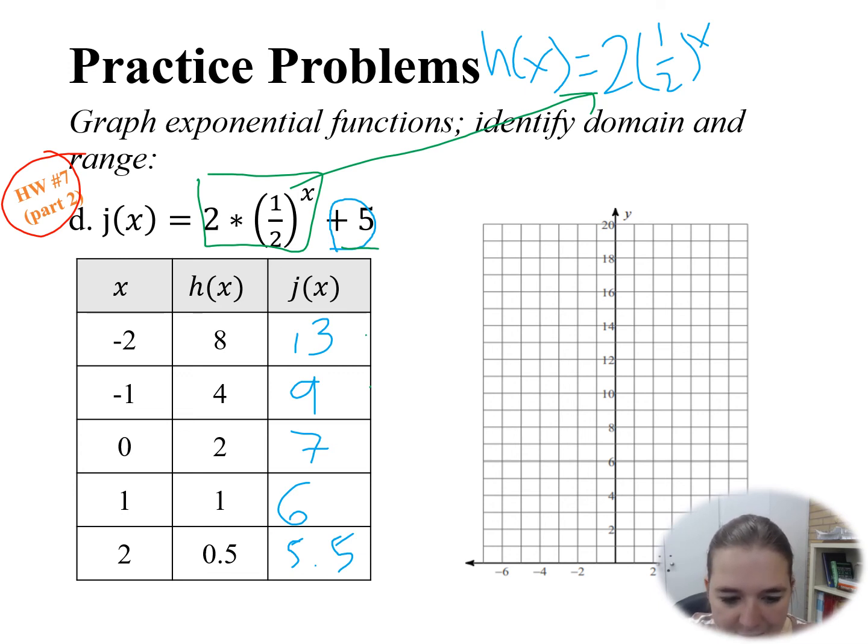When x is negative 2, y is 13. No, it's negative 2, 13. When x is negative 1, y is 9. When x is 0, y is 7. When x is 1, that was a mistake. When x is 1, y was 6. When x is 2, y is 5.5.